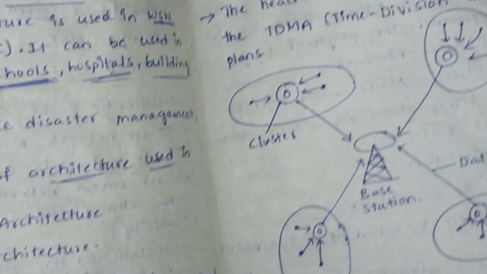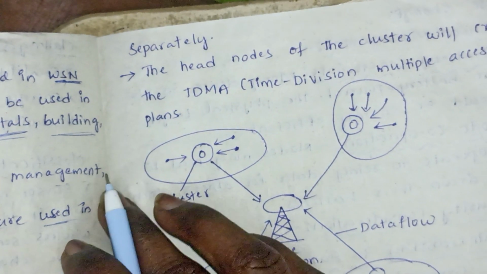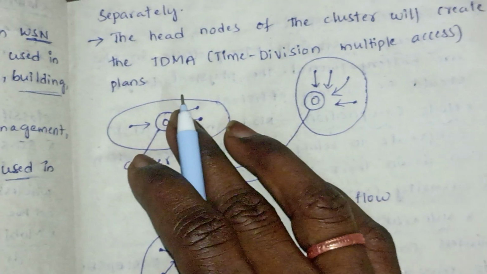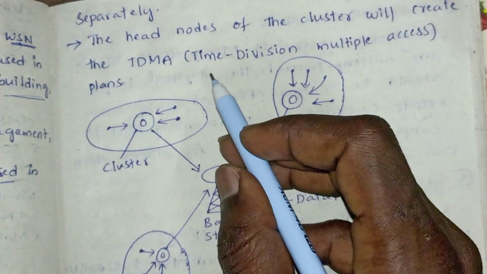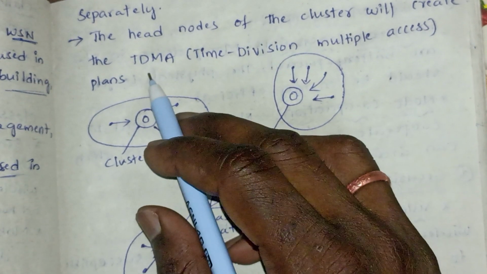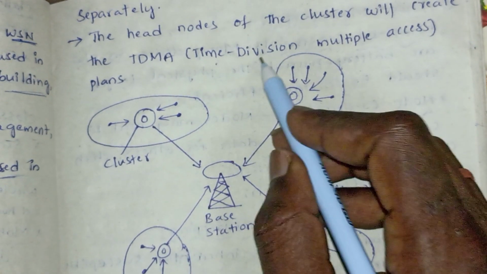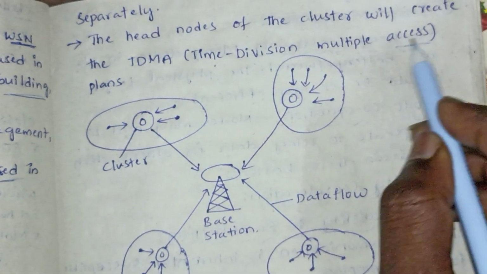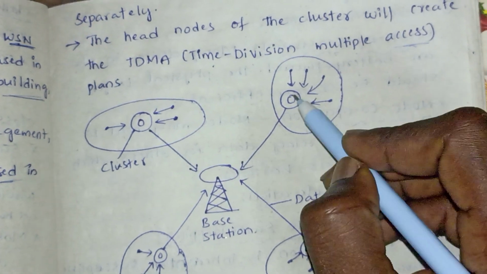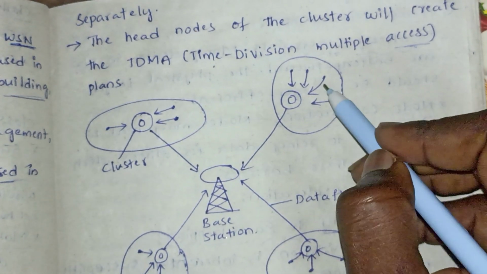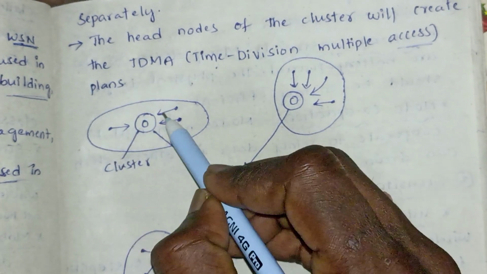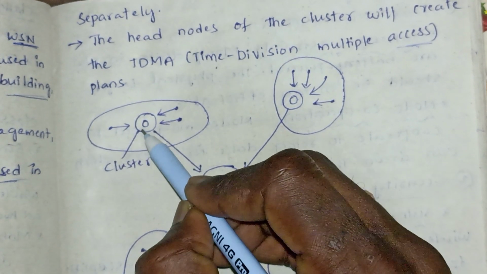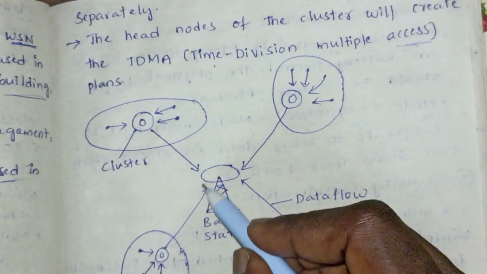Next, the nodes of the cluster will create the TDMA. TDMA is nothing but time division multiple access. So based on the time, the cluster is going to be divided into multiple plans. For example, see here, these are nothing but the radio signals, and this is nothing but a cluster, and this is nothing but the base station.